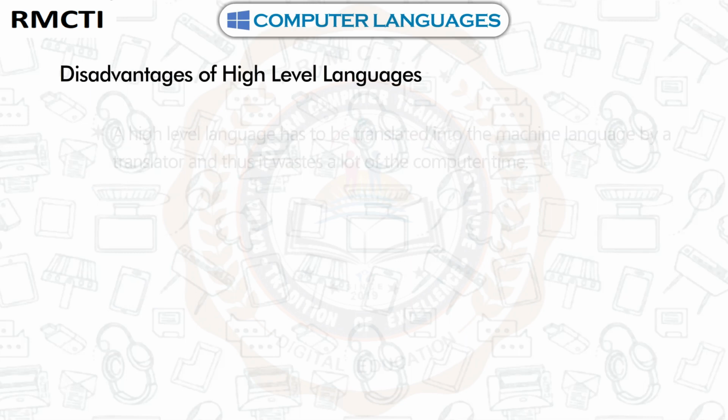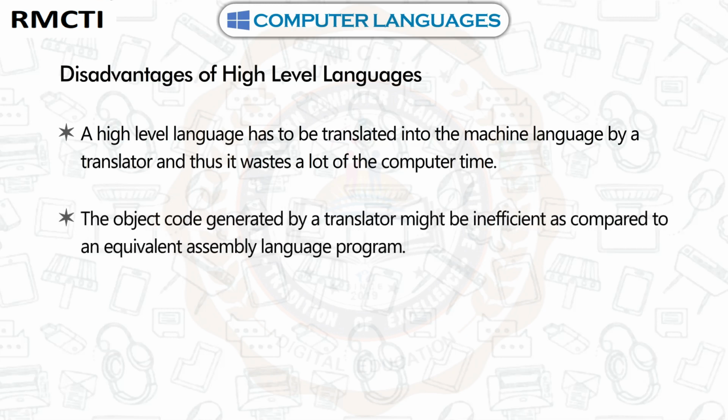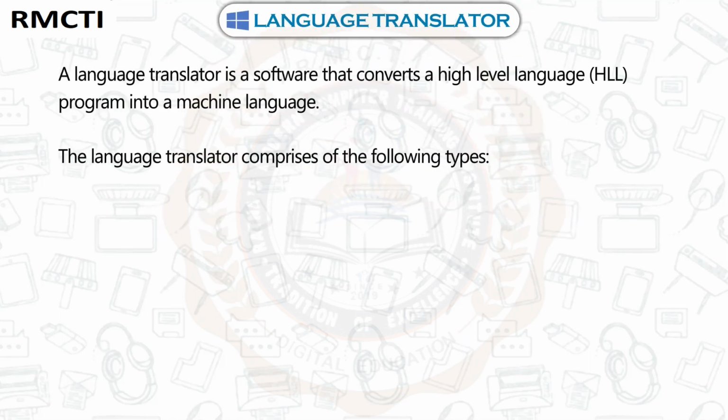Disadvantages of high-level languages. A high-level language has to be translated into machine language by a translator, and thus it wastes a lot of computer time. The object code generated by a translator might be inefficient as compared to an equivalent assembly language program. A language translator is software that converts a high-level language program into machine language. The language translator comprises the following types.